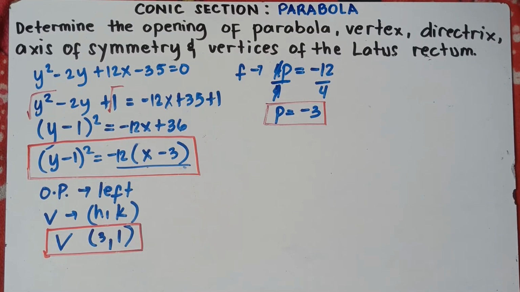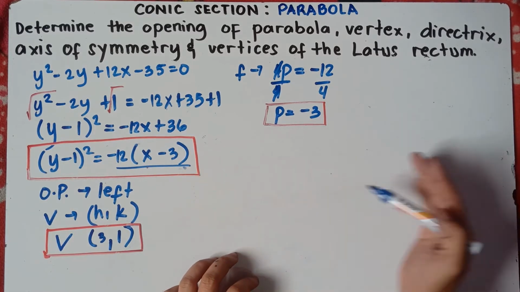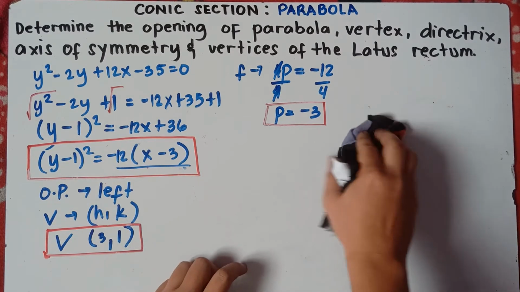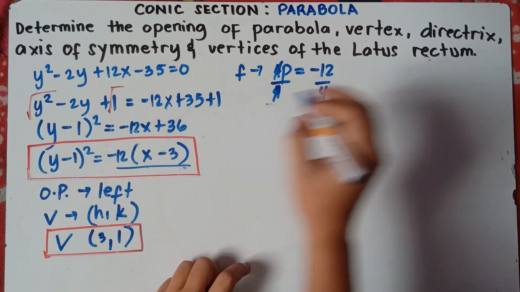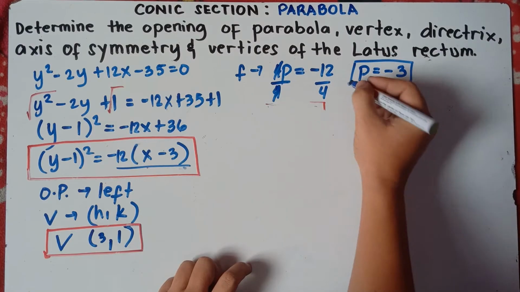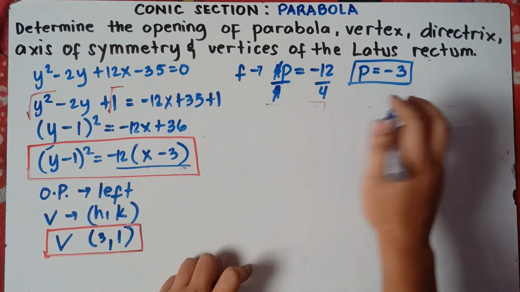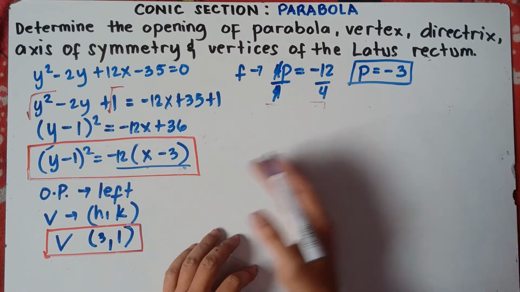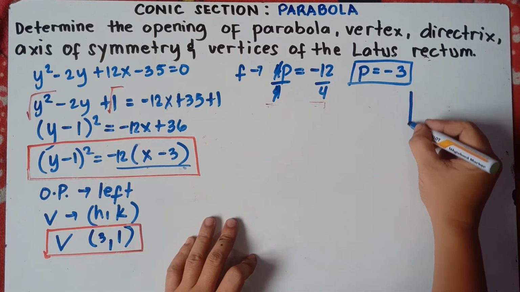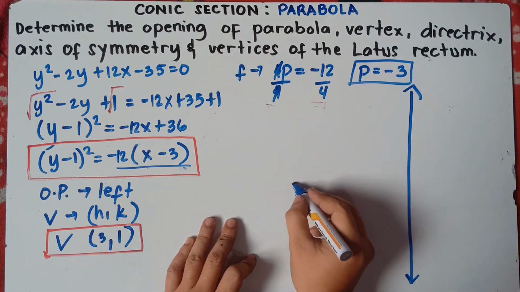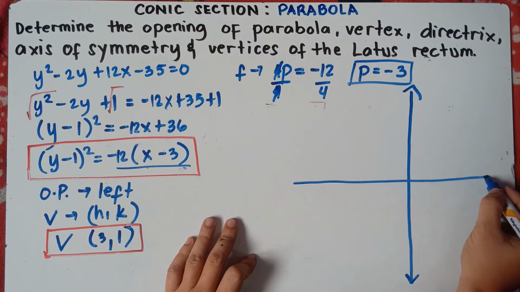Alright, so our parabola opens to the left. So I will just give space here for our graph. So let me graph this one. So let me just write the p here. So p equals negative 3. This will be our focus. So let's graph, class. I apologize for my graph. So let me give space here because our parabola opens here to the left. So more space to the left, then a small space to the right.